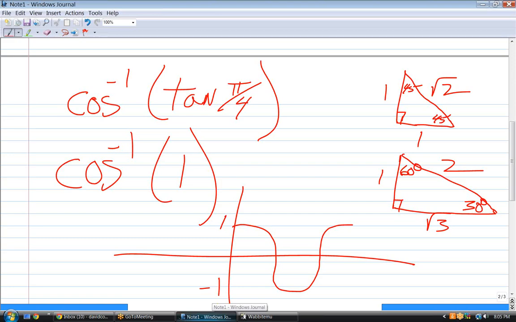There's the cosine curve. Which angle? Your horizontal axis is your angles. That's y equals cosine of theta. Which theta gives you a value of 1? There's only one on there. 0. So the inverse cosine of 1 is 0 degrees, or 0 radians.